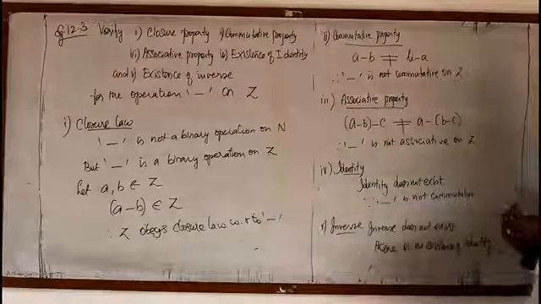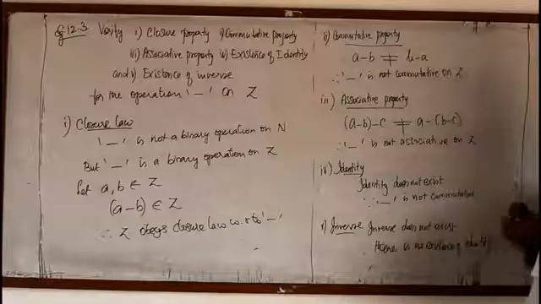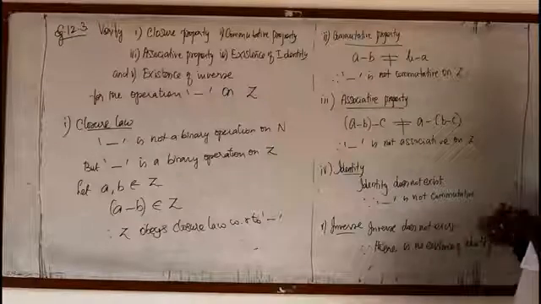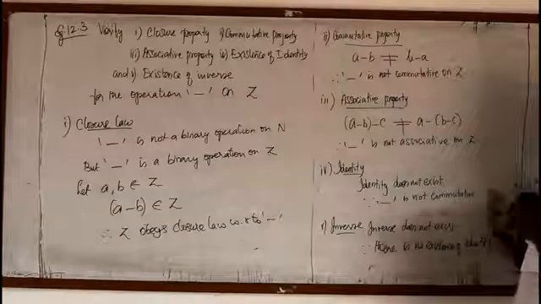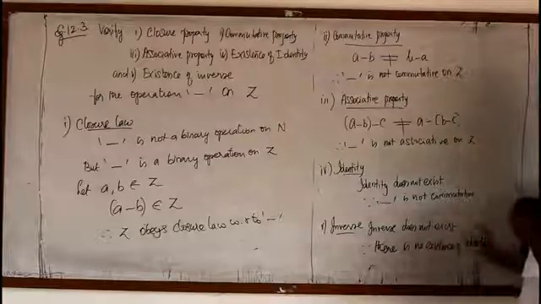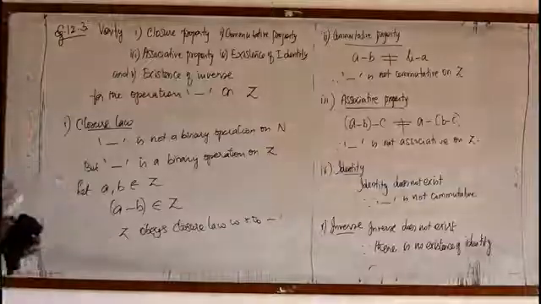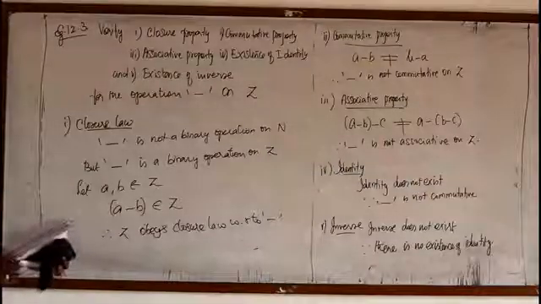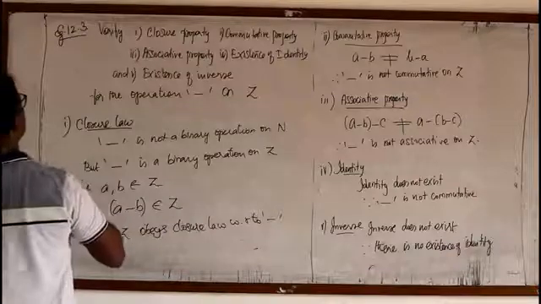Therefore, the sign minus, subtraction, is only closed, that's all. It does not obey the commutative property, it is not at all obeying the associative property, there won't be any identity element and there won't be any inverse element too. Therefore, this is about example 12.3. Now we shall go for 12.4.